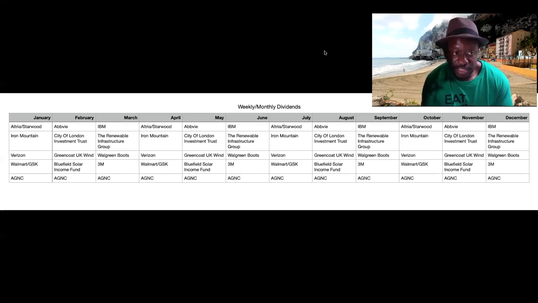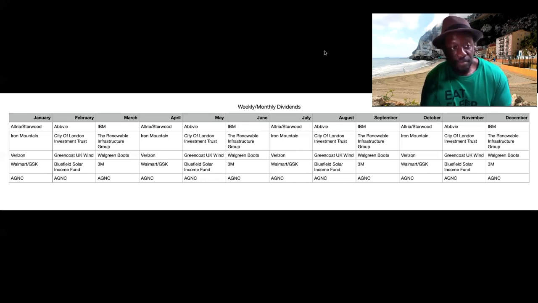And then, as I said before, I put AGNC onto the list because that's a monthly paying dividend stock. And whatever you're lacking in a particular month, as long as you got some AGNC as well, it's going to help top up your earnings.